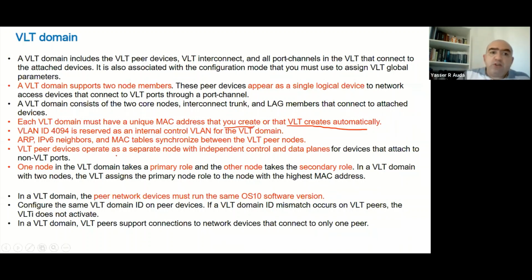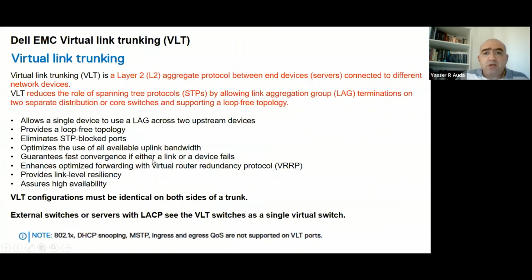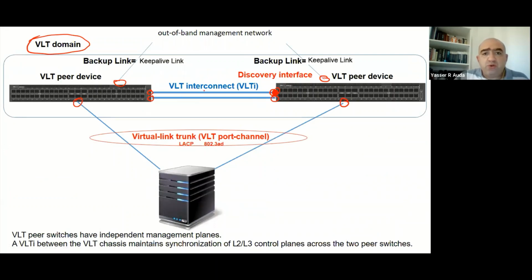For our VLT domain, there is a VLAN they will act on, and VLAN 4094 is reserved for any internal control messages. ARP, IP version 6 neighbors, and the MAC address table, all of this will be synchronized between the two switches using our VLTI, or VLT interconnect links.